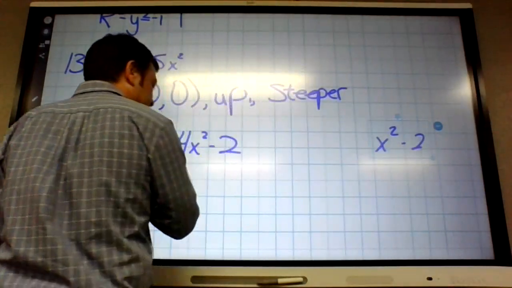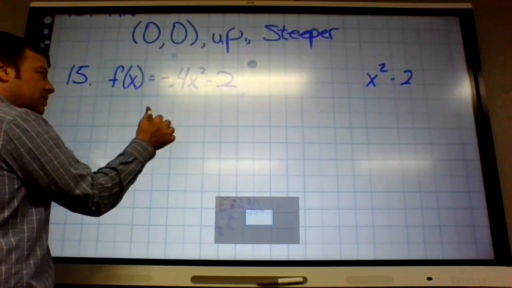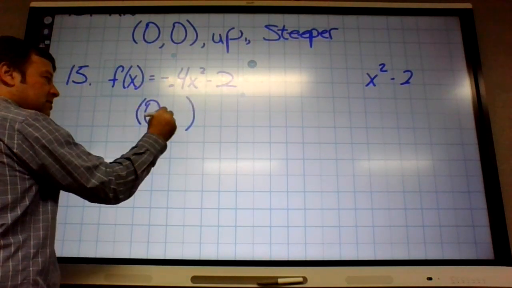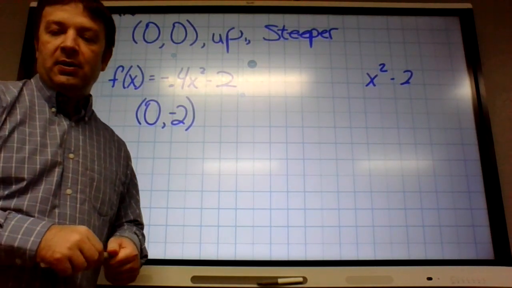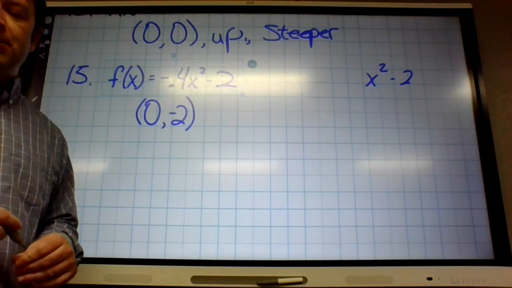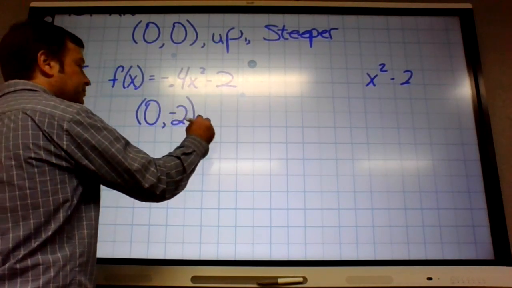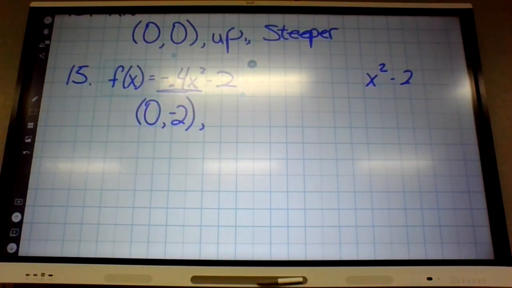Okay, anyways, the vertex is down 2, so where's that going to be on the graph? (0, -2). That's where the vertex is. If you move it down 2, it's at (0, -2). Okay, and then it says opens. Where's it going to open? Downward. Why does the book say it opens downward? Because there's a negative on the x squared term. That makes it go down.